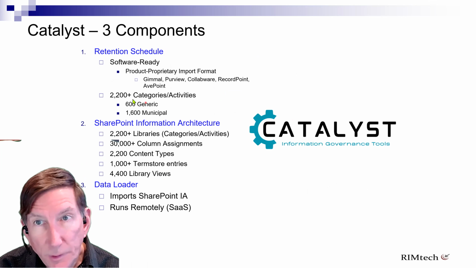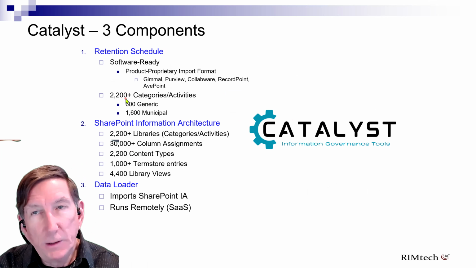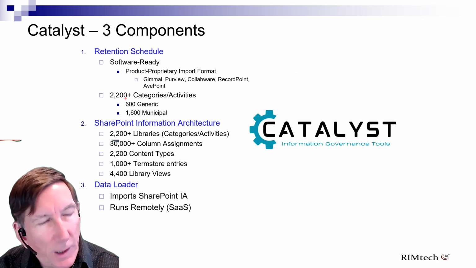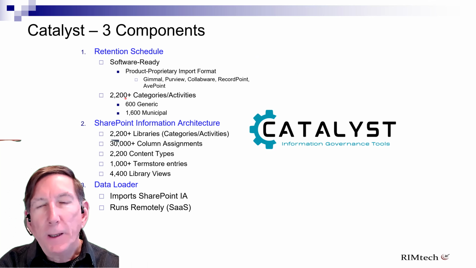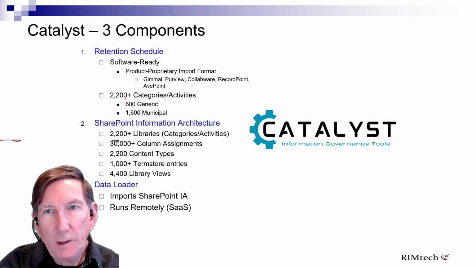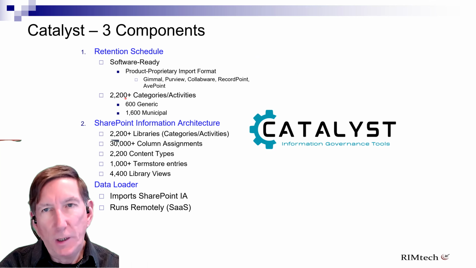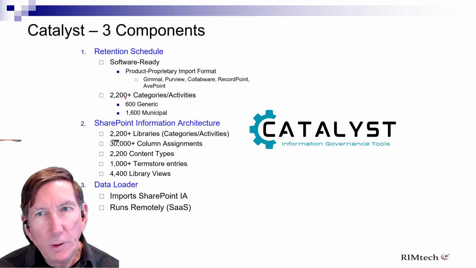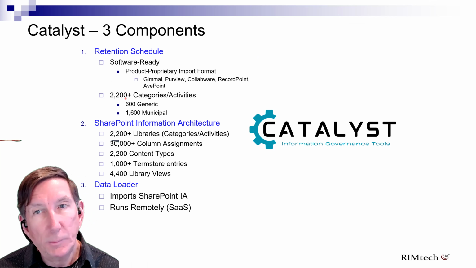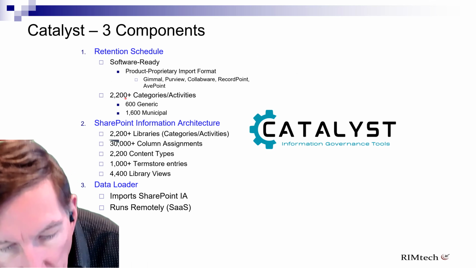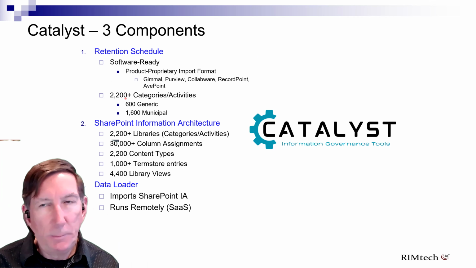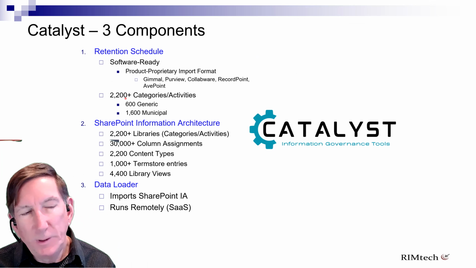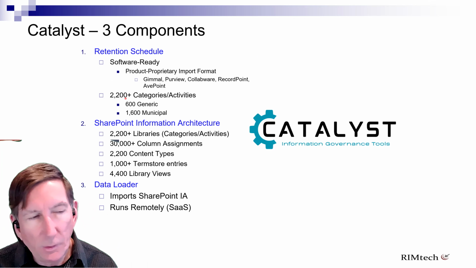Number 1 is a retention schedule, and it's already done. It's software ready to be imported into any one of those 5 software products, okay? It has 2,200 activities in it. Do you need 2,200? Of course not. But this is a catalog of 2,200, mostly municipal. 1,600 of them are municipal and 600 are generic. If you're a municipality, you're laughing all the way to the bank. If you're not, you can get a huge start with up to 600 generic categories.